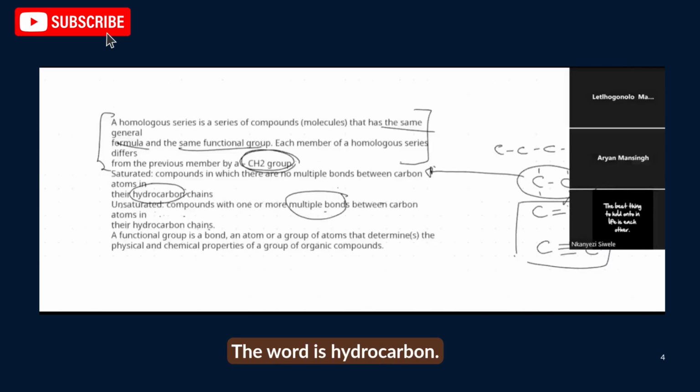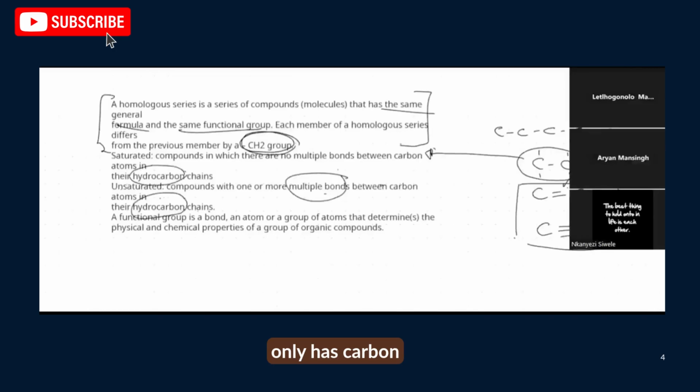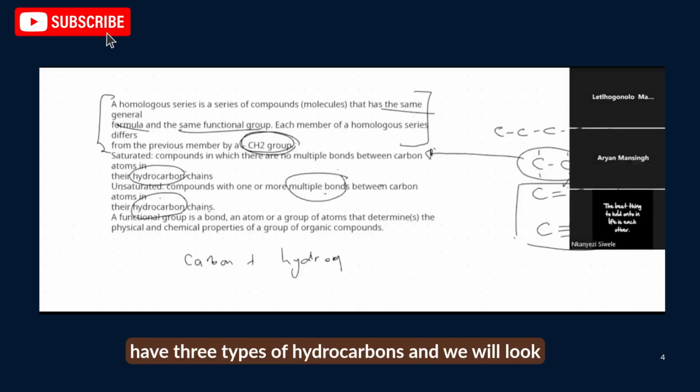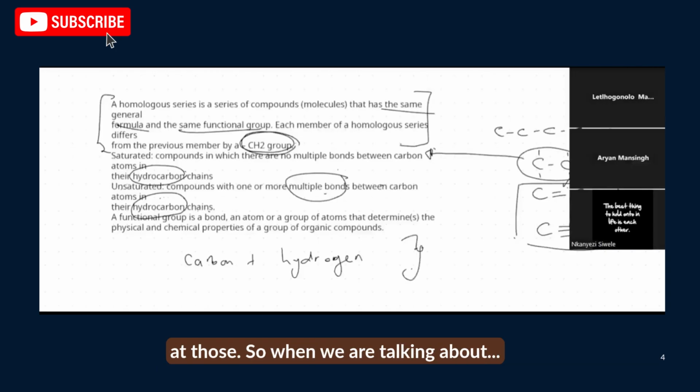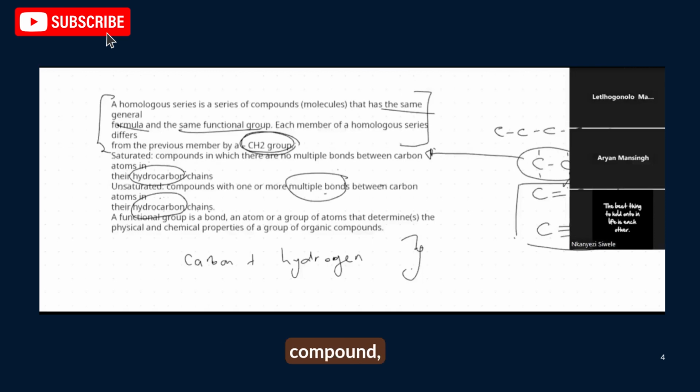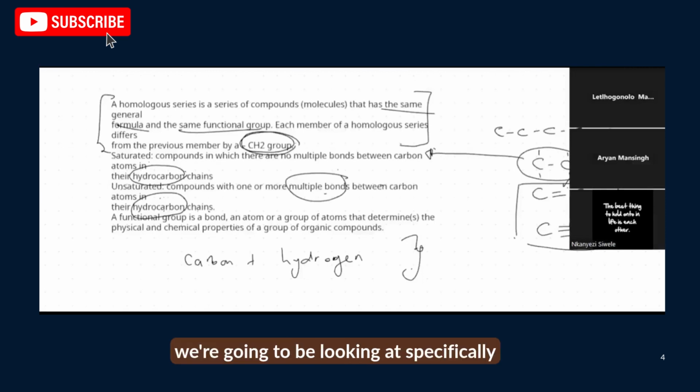The word is hydrocarbon. A hydrocarbon is a compound that only has carbon and hydrogen. So in terms of hydrocarbons, we have 3 types of hydrocarbons, and we will look at those. So when we are talking about a saturated or unsaturated compound, we're going to be looking specifically at hydrocarbons and nothing else.